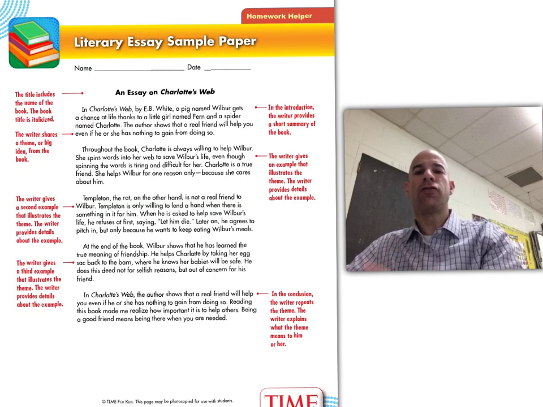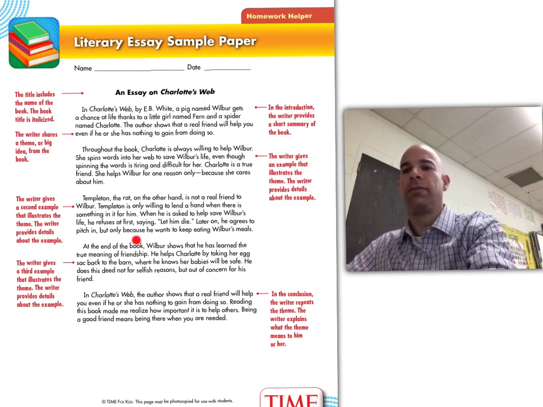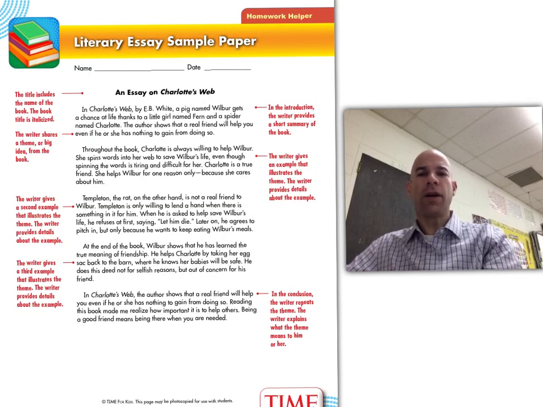Then I'm going to move on to my third paragraph. I'm going to put in yet another piece of evidence. Ideally, when I'm finding my evidence for my story, I would like to find evidence from the beginning of the story, the middle, and then towards the end. So let's see if the writer did a good job finding another piece of evidence to back up their thesis.